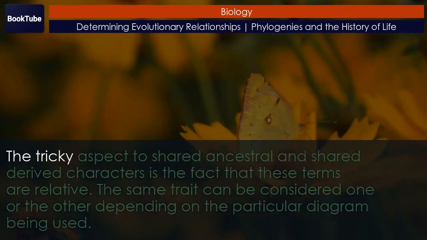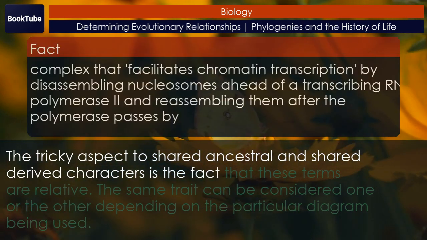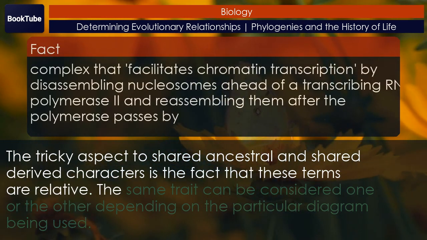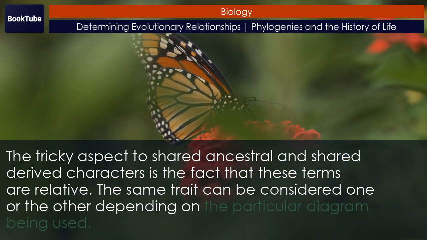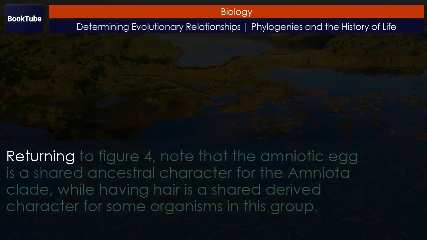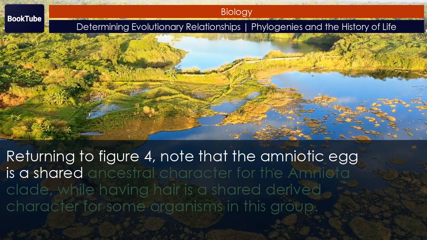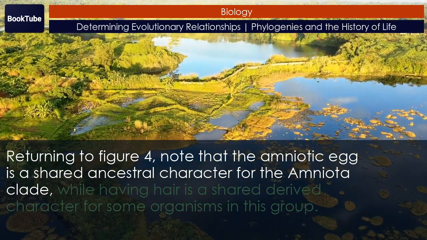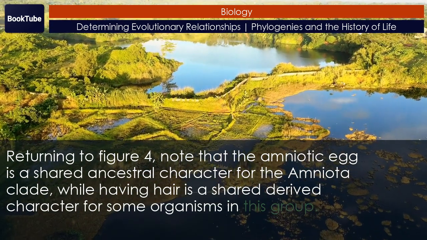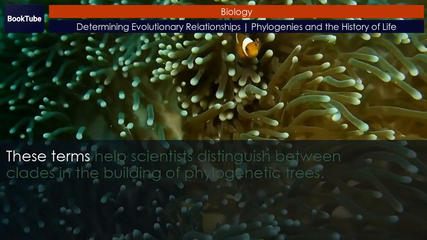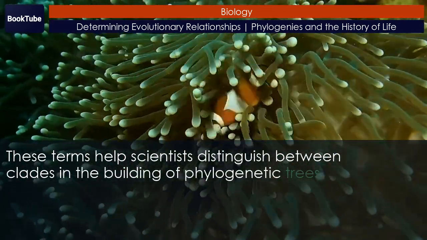The tricky aspect to shared ancestral and shared derived characters is the fact that these terms are relative. The same trait can be considered one or the other depending on the particular diagram being used. Returning to Figure 4, note that the amniotic egg is a shared ancestral character for the amniota clade, while having hair is a shared derived character for some organisms in this group. These terms help scientists distinguish between clades in the building of phylogenetic trees.